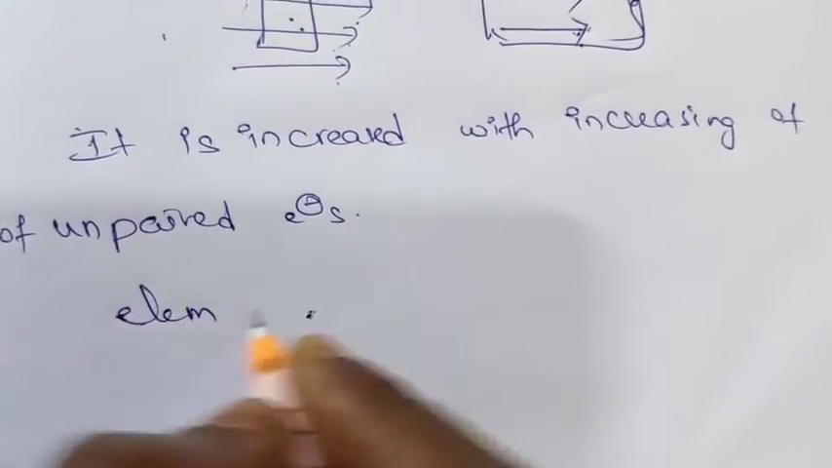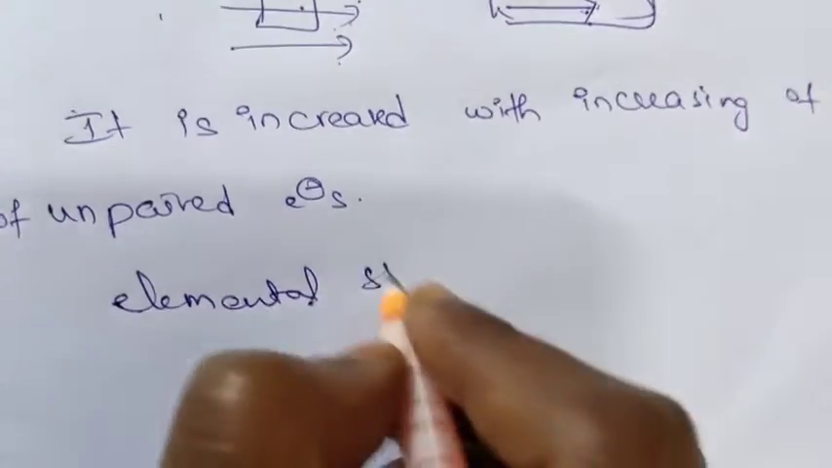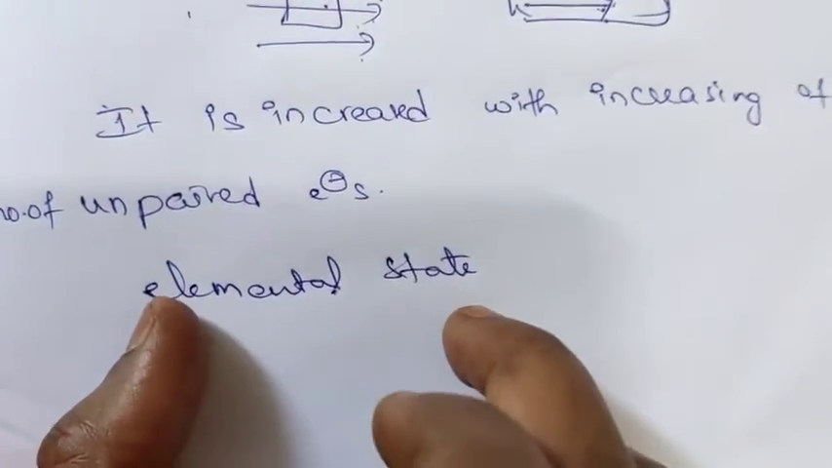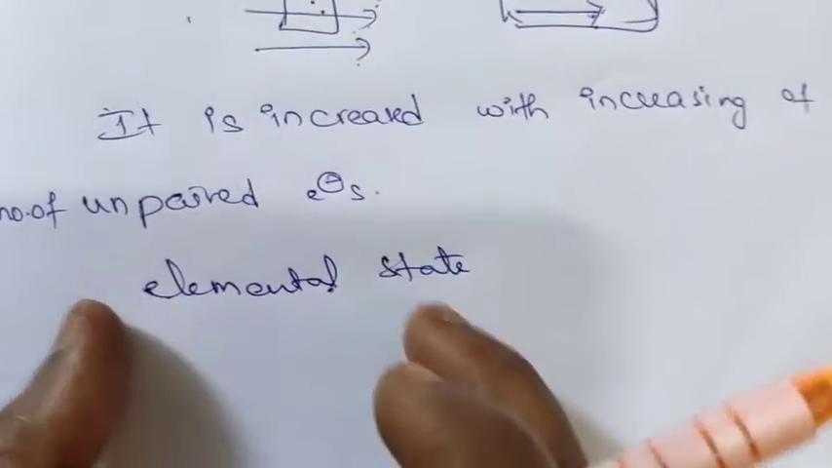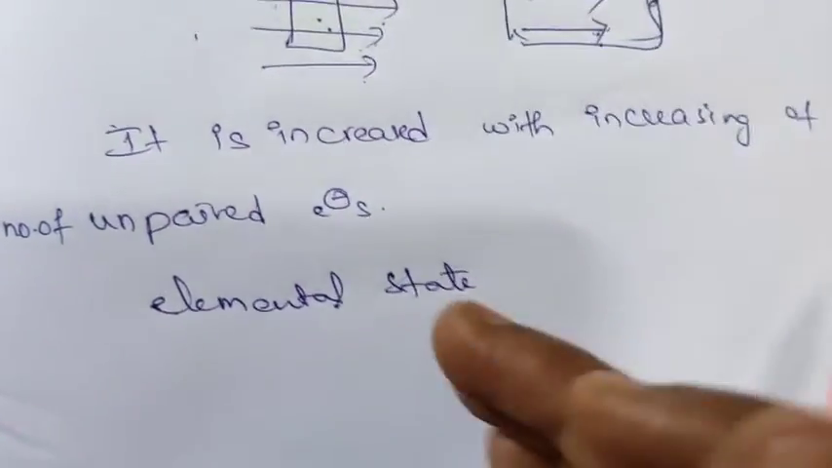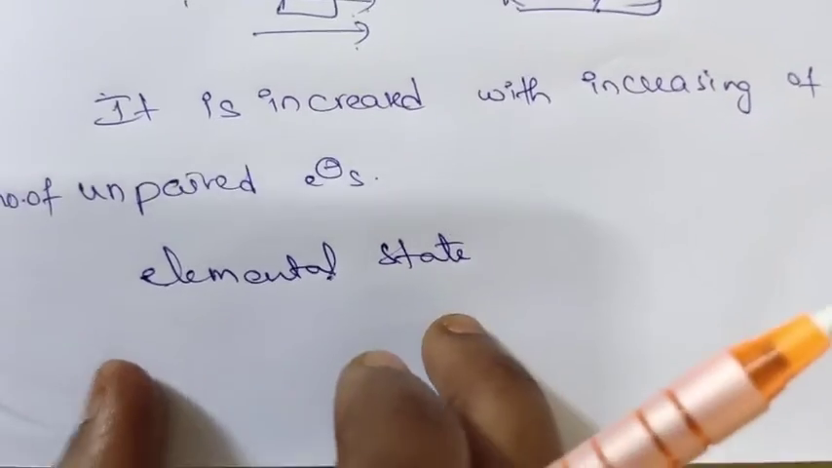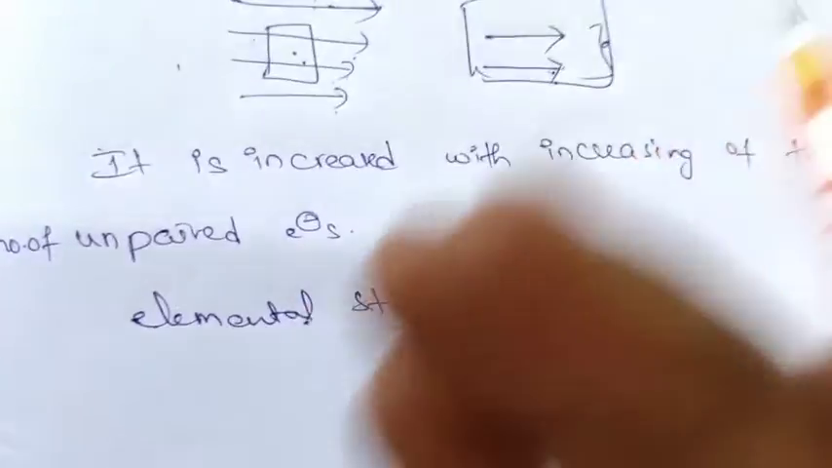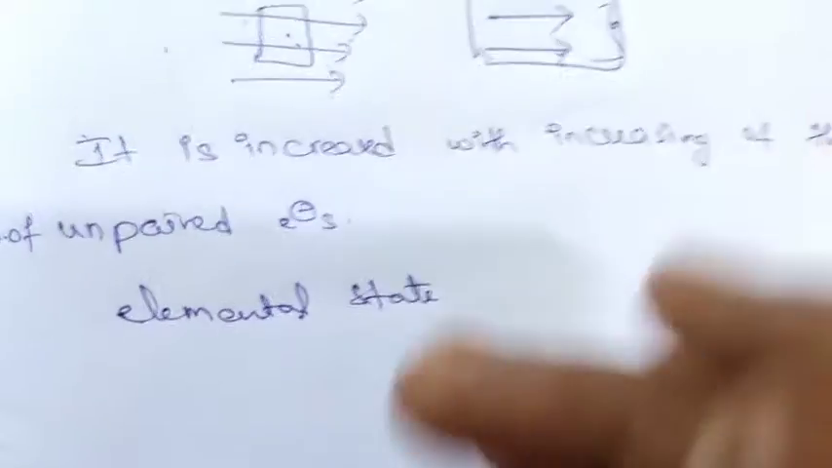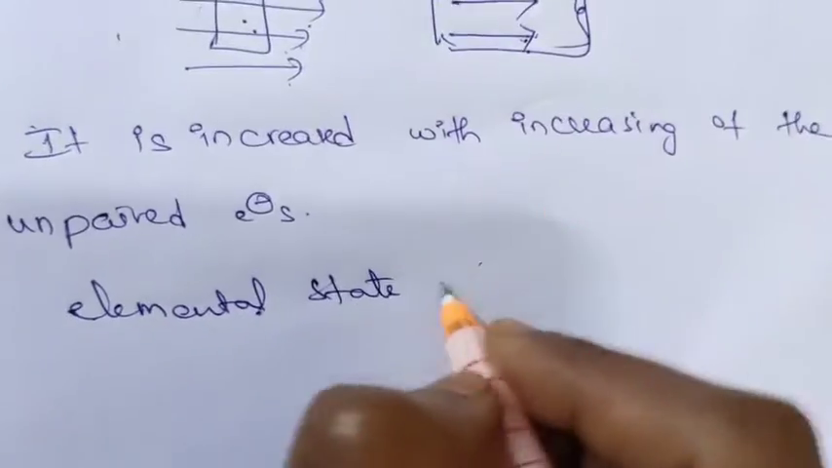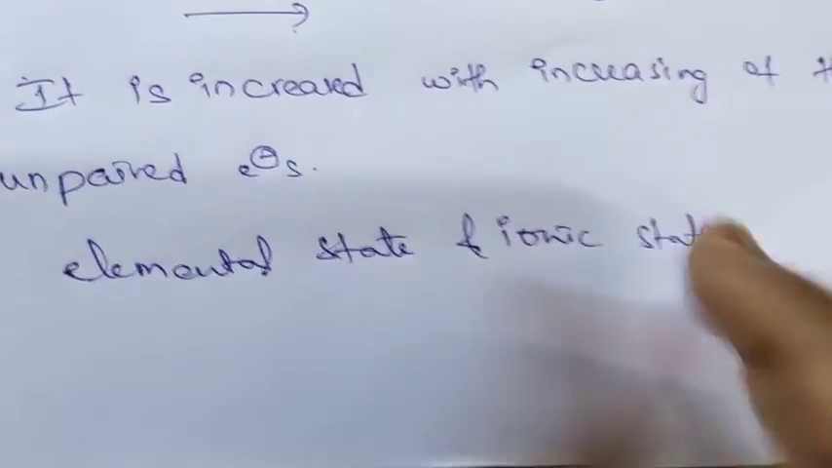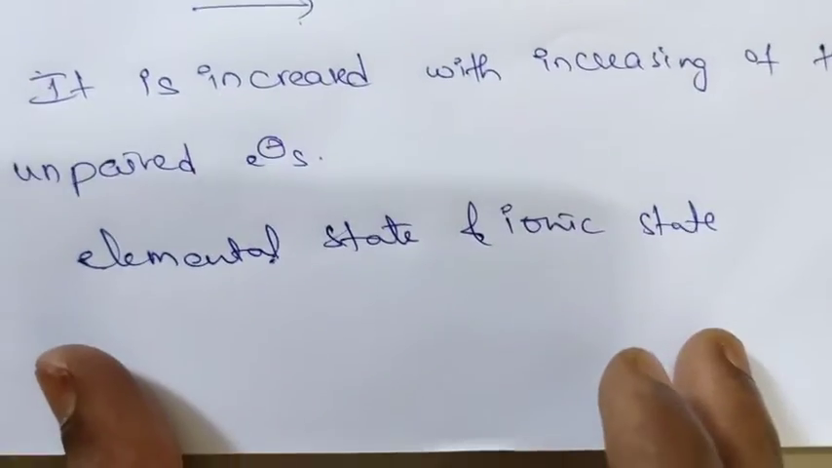Elemental state is nothing but their natural state; if they are in the natural state and not in the ionic state, we can call that an elemental state. And they are present in the ionic state also. Whenever the transition metals are present in their elemental state and ionic state, they will exhibit paramagnetism.